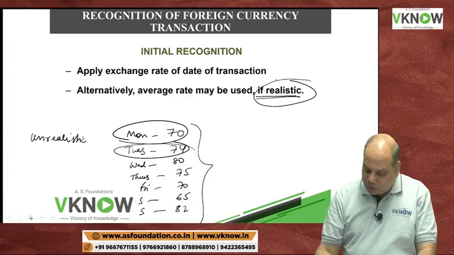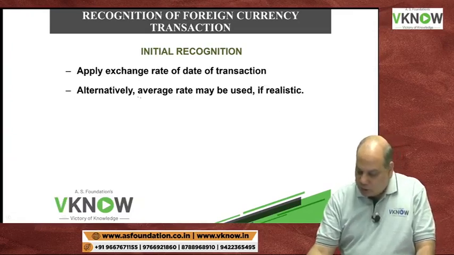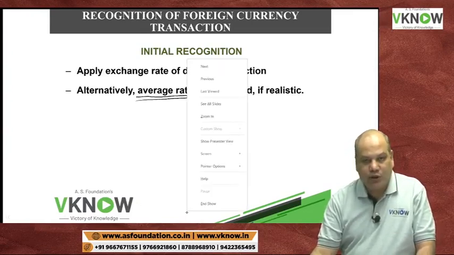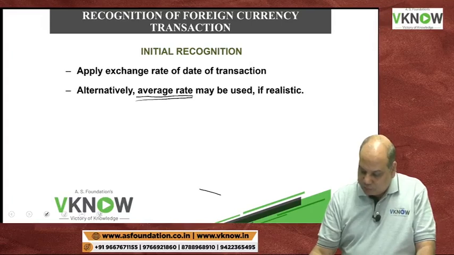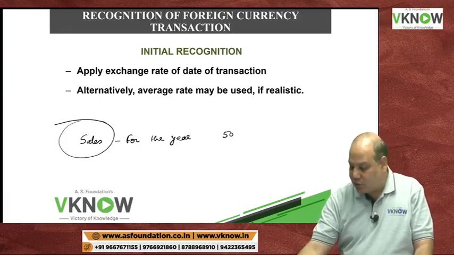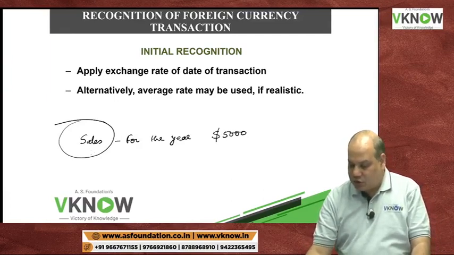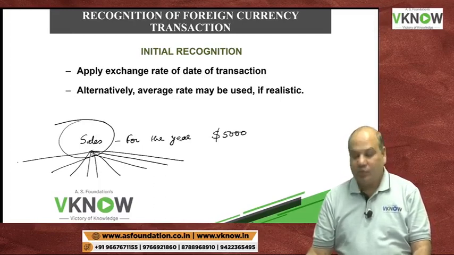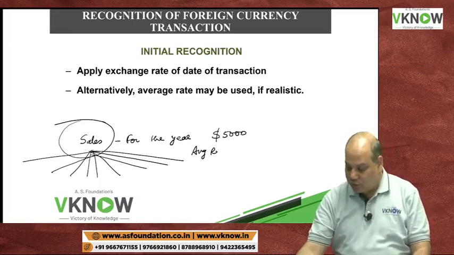Like this. Now, as a student, you are always supplied with this average rate in the question. So you will take that. Okay? Suppose a student is given sales transactions for the year. The total sale for the year is $5,000. Now, this sale may have taken place on 100 different days. And the institute has given you one average rate, 81 rupees per dollar.